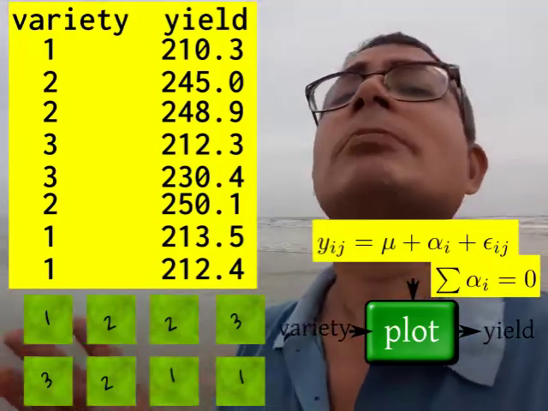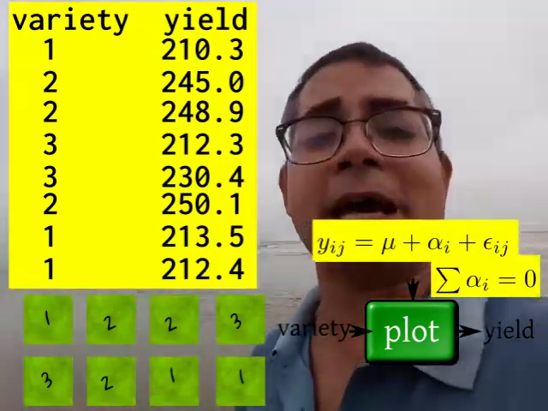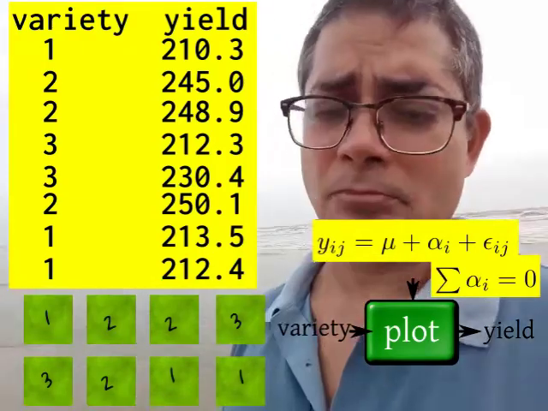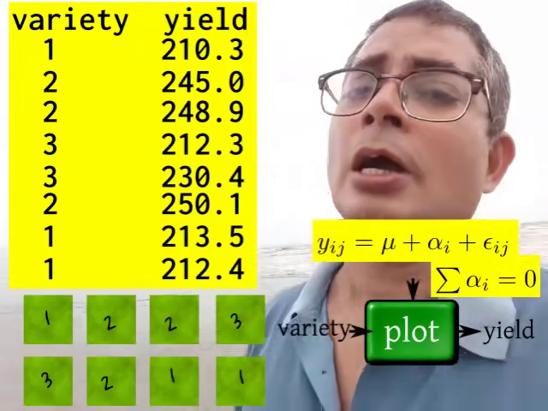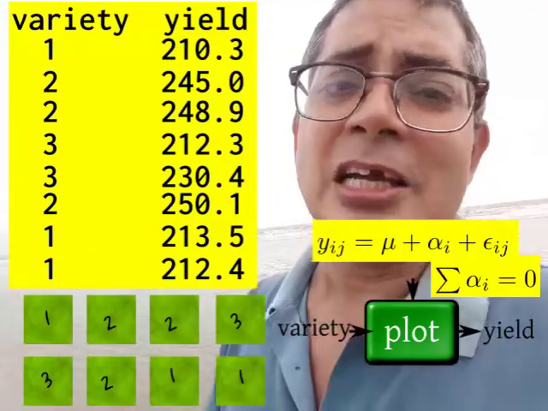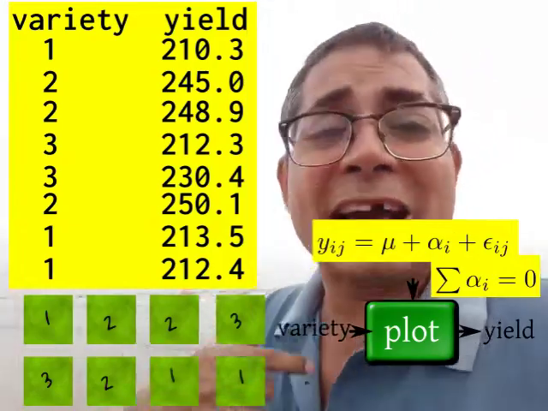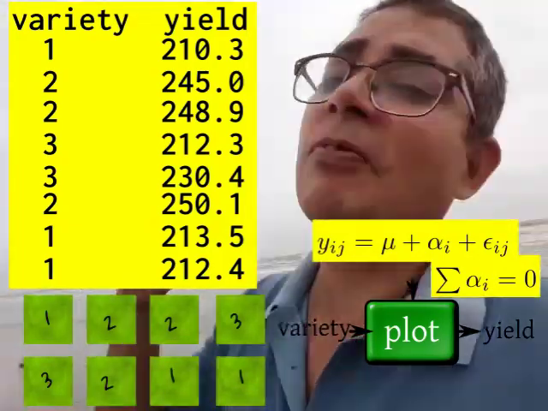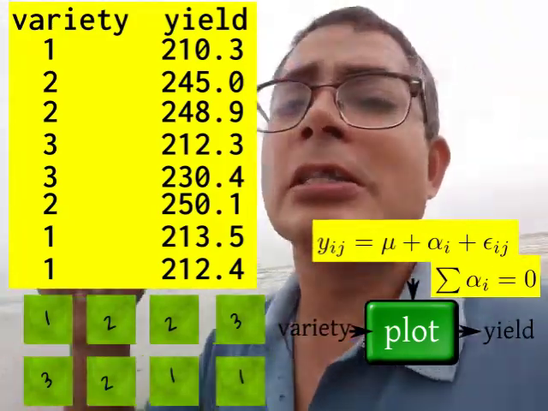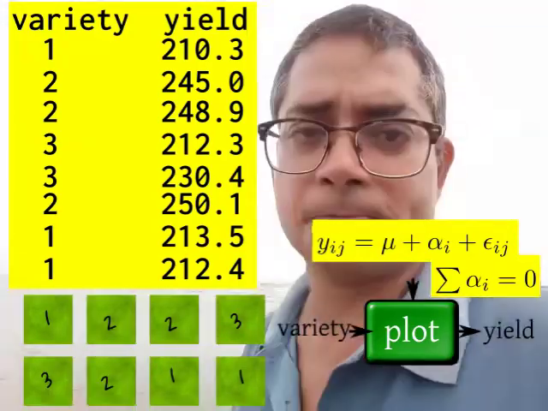So now out of the 3 alpha_i's, only 2 remain free. The third one may be obtained from them. So under this restriction, you can of course uniquely obtain mu, alpha_1 and alpha_2. And the interpretation here is mu is the overall mean effect and alpha_i is the additional effect of variety i. Notice the term additional or extra effect due to variety i. In the first version of the model, alpha_i was the mean effect for that particular variety. And now it is the additional effect for that variety.